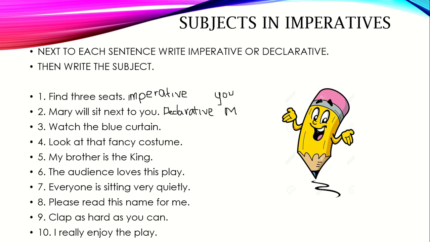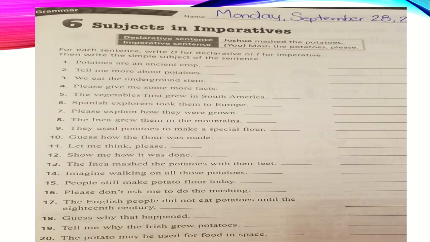Now, I want you to pay attention to the sentence. The clue is if the sentence begins with a verb, it will be imperative and the subject will be you. It's a very, very easy activity. I want you to complete the activity in your notebook, okay? Write the date and the title. Now, let's go to your Workbook Plus book on page 11.